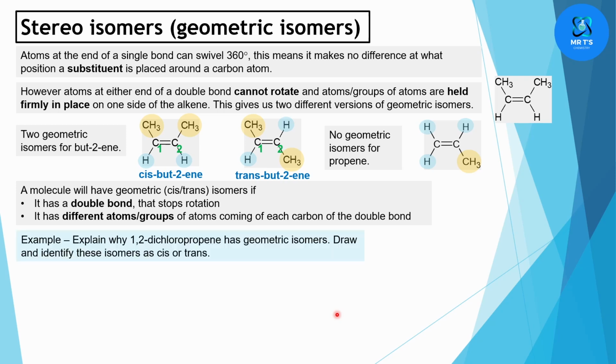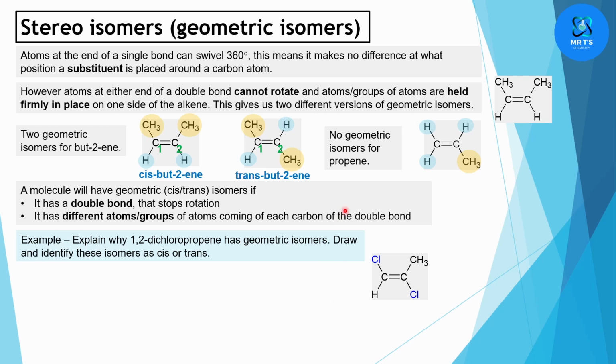Okay, so what type of question are they going to ask you about this? Well, here's a question here. Explain why 1,2-dichloropropene has geometric isomers. Draw and identify these isomers as cis or trans.